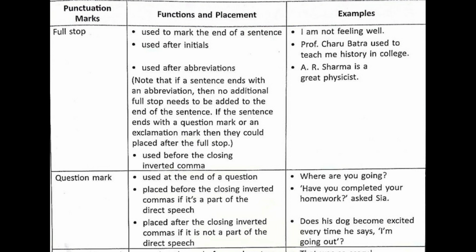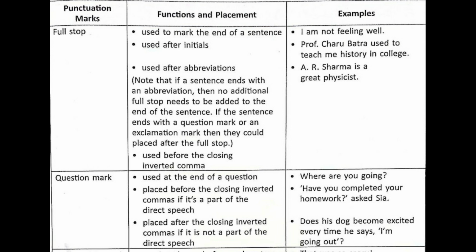Now there is a very important point that you must note: if a sentence ends with an abbreviation, then no additional full stop needs to be added to end the sentence. For example, he is doing M.B.A. After M there will be a full stop, after B there will be a full stop, and again after A there will be a full stop because this is an abbreviation. After each letter there will be a full stop. So after all of them, another full stop will not be added in the end to end the sentence.